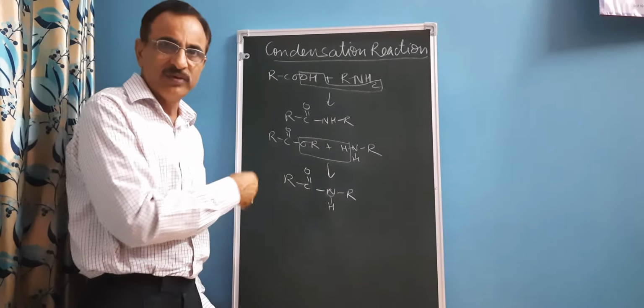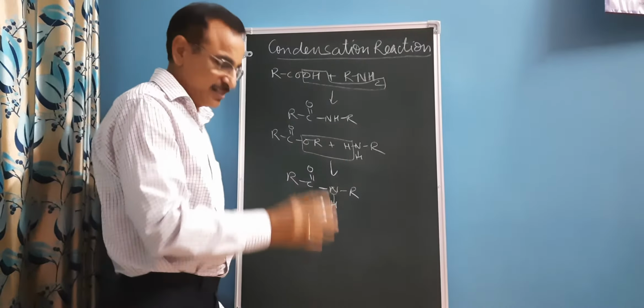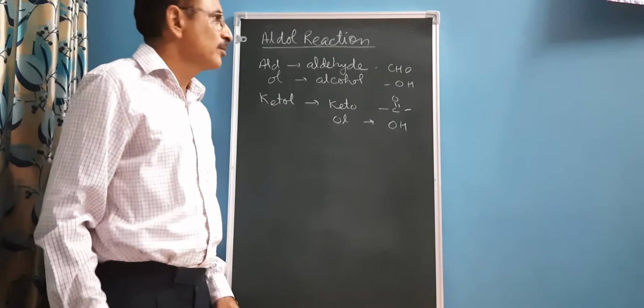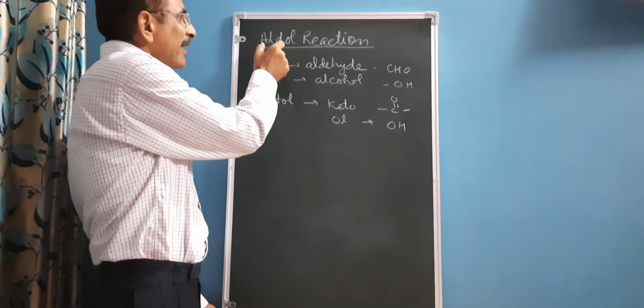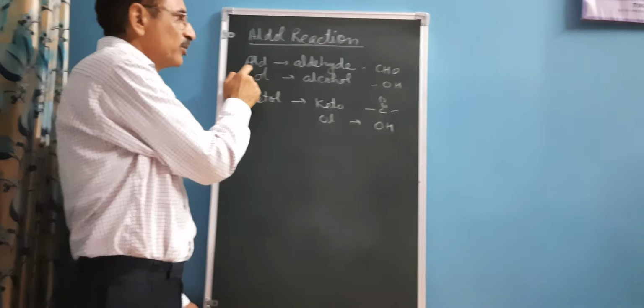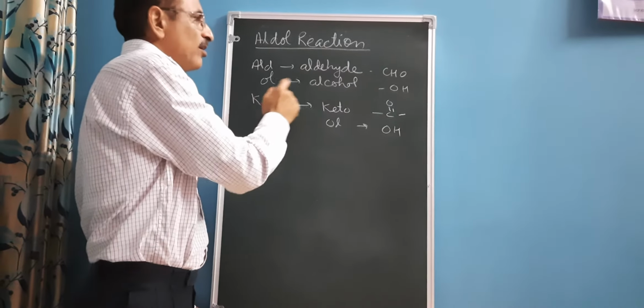Now one by one we will discuss, and first we will take aldol condensation reaction. Now coming up to aldol condensation reaction, here we can see that word aldol is made up of two words, ald and al. Ald means aldehyde and al means alcohol.